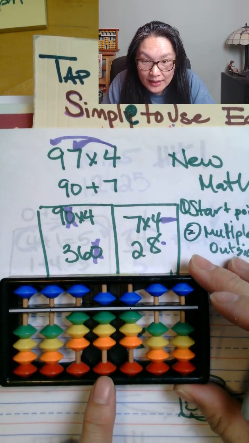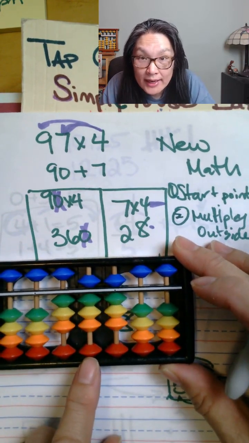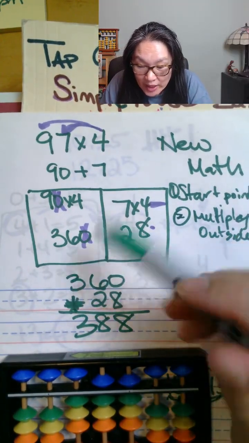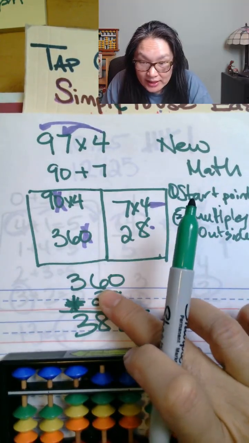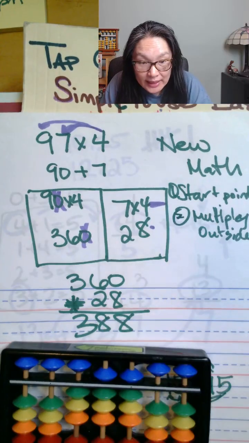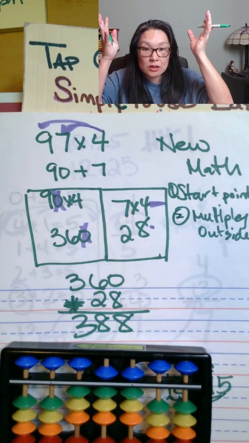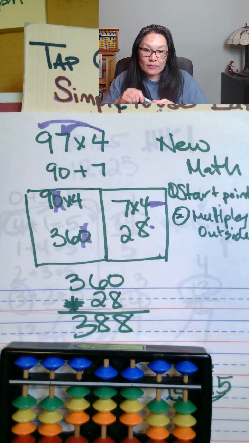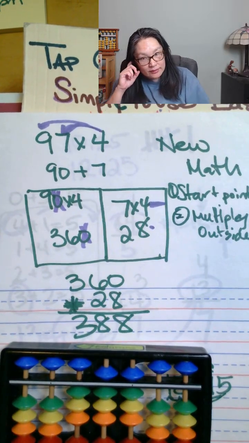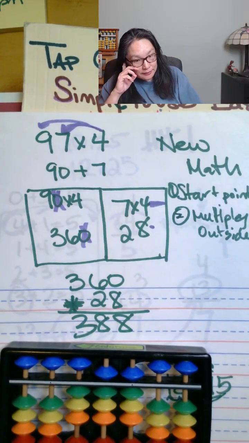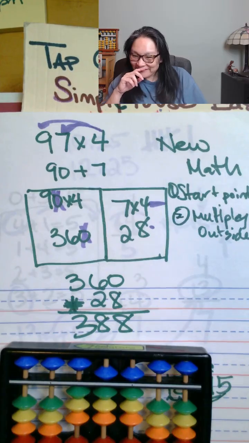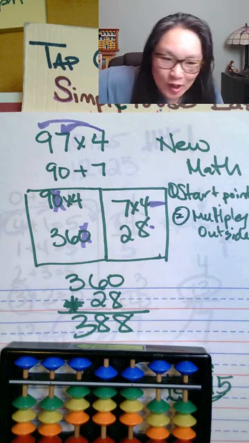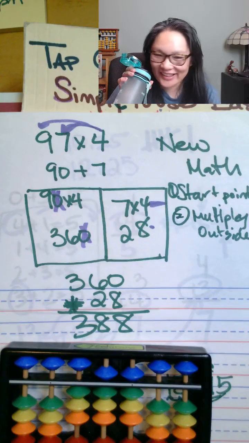But in New Math, what they do, because we're writing it out, they have to add it all together. So this is what they're doing. We just did 360 on the abacus, and then we added 28. That's what New Math is. It's so simple. I cannot believe they call it New Math.